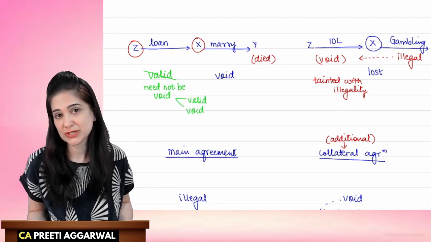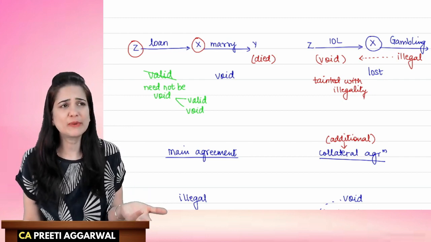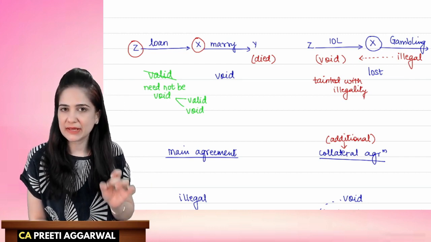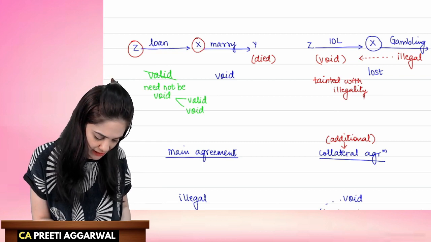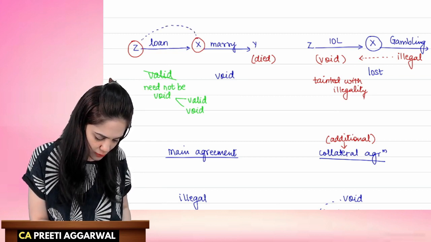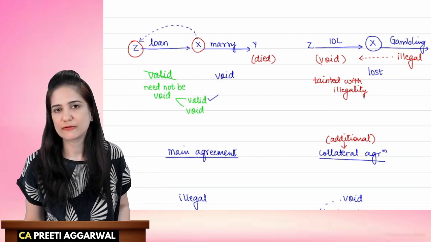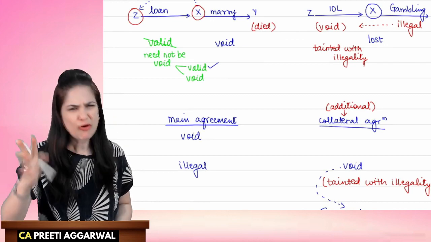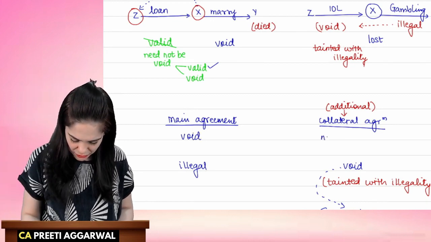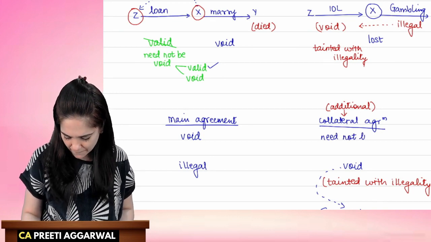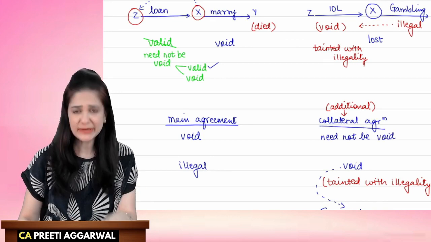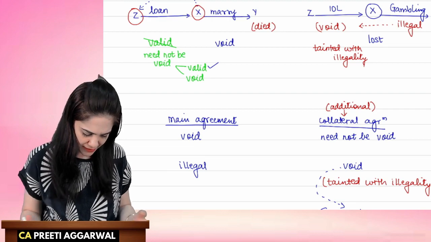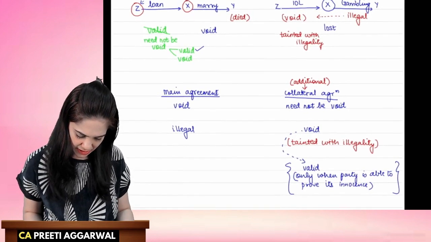It means sometimes it can be valid, sometimes it can be void. So it depends on the situation. So here, even though the main agreement of marriage did not take place, X will have to repay the loan to Z because this agreement of loan is valid. So if the main agreement is void, collateral is not affected. The collateral need not be void. So it may remain valid, it may become void. We are not concerned. Okay, but it need not be void. So it can remain valid also. Now, this is the effect on collateral.